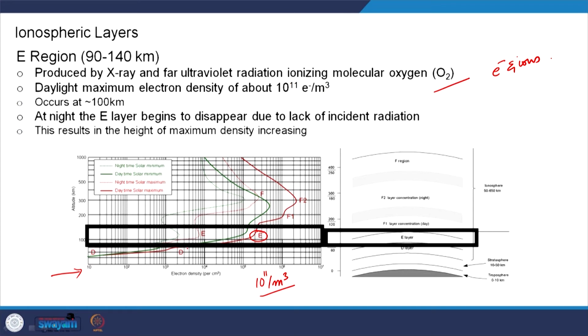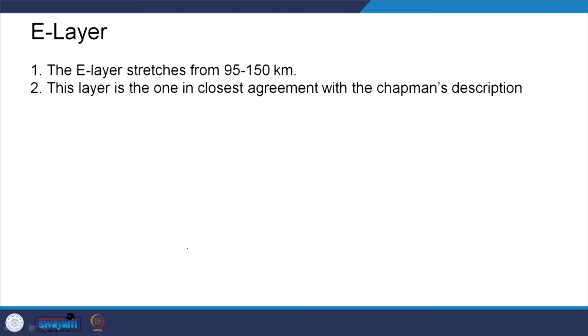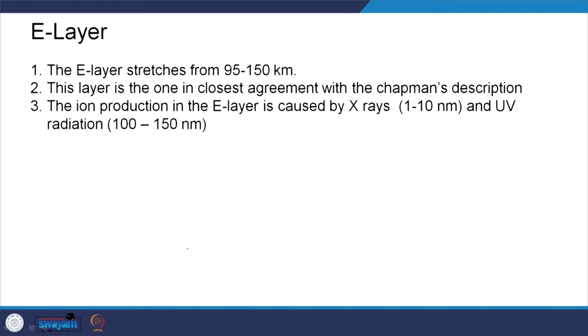So, the D layer is 50 to 90 kilometers, the E layer is 90 to 140 kilometers. A few more important characteristics of the E layer: it stretches from 95 to 150 or 140, many books say it is 135 kilometers, something like that. This layer is one of the closest in agreement with the Chapman description of ionospheric layer production. The ion production in the E layer is caused by X-rays of 1 to 10 nanometers and ultraviolet radiation from 100 to 150 nanometers, which is the far ultraviolet radiation.